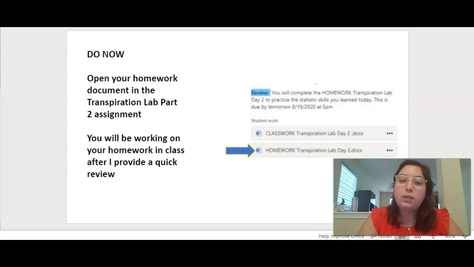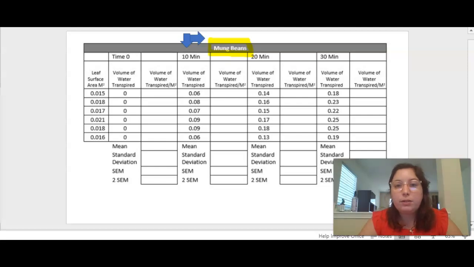You are going to need your homework out, so please go to the Transpiration Lab Part 2 assignment and make sure you open your homework, which is going to be called Homework Transpiration Lab Day 2. We're going to be focusing on the mung bean chart, specifically at the 10-minute mark. So that's going to be the first chart up at the top. So make sure we're at the mung bean chart, and specifically we're going to be working in the 10-minute mark.